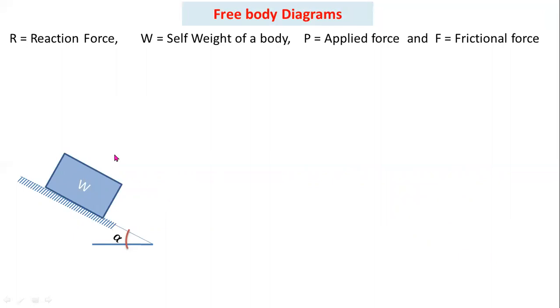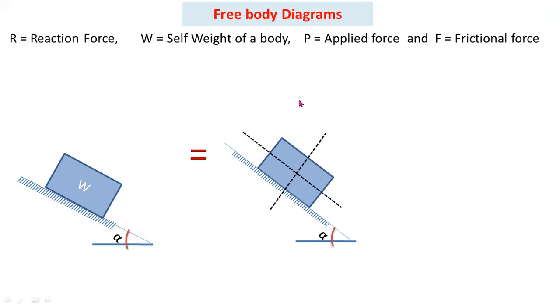Already we know that the self weight of a block always acts vertically downwards, like this. This is the direction of the line of action of the self weight. Now you have to consider a normal reaction force. This is the reaction force R. Already we know that the reaction force always makes an angle of 90 degrees with respect to the support.